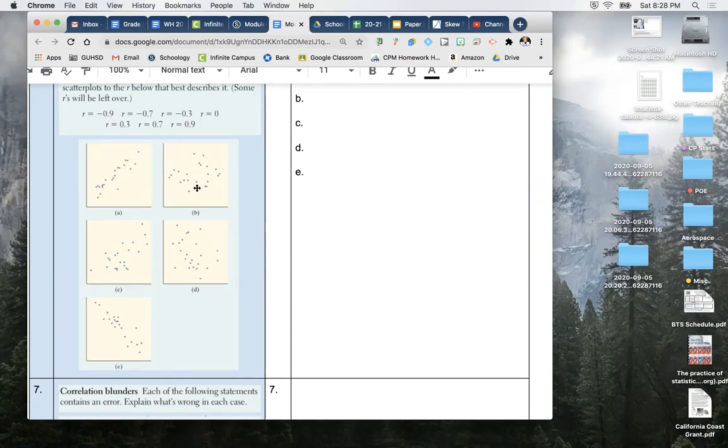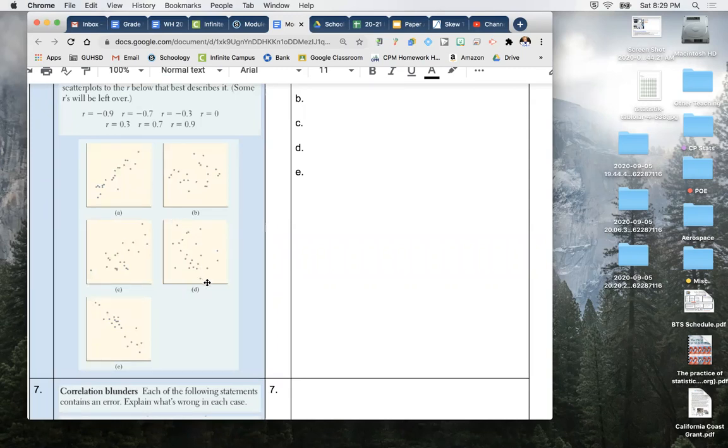This one, however, is completely scattered. I can't even tell where a line would go at all. This has an R of 0. That's going to be a correlation of 0. There's no positive or negative trend in that data. In this one, there's another positive trend, but it's very weak. It's very spread out. This would have an R value of 0.3 because that's very weak.